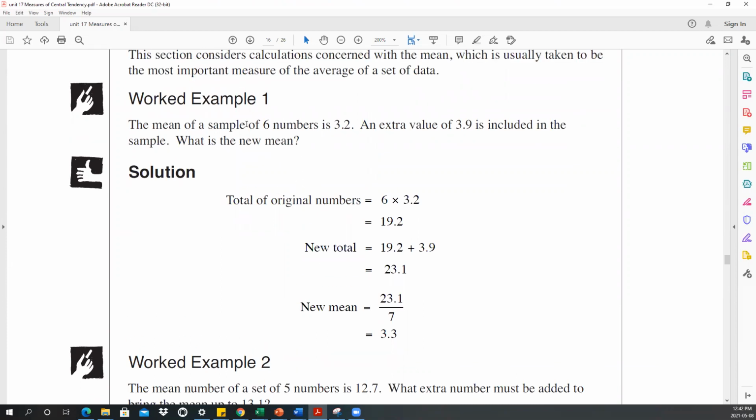So read that again. The mean of a sample of 6 numbers is 3.2. An extra value of 3.9 is included in the sample. What is the new mean? So you have 6 numbers, the mean is 3.2, and then something happened and you add another number. So the 6 moved to 7 numbers now, and they're asking you, what is this new mean?